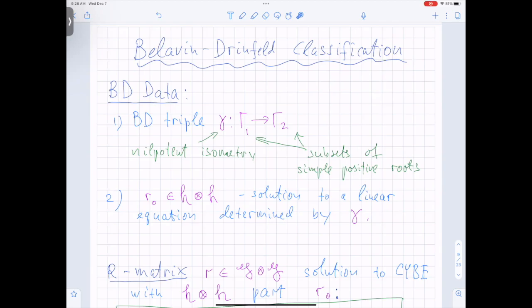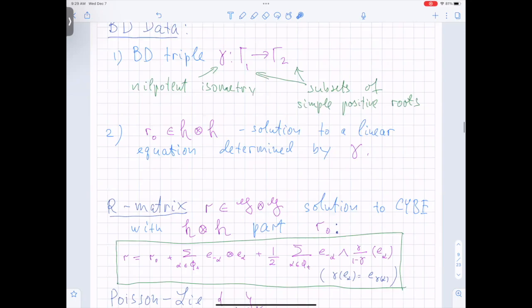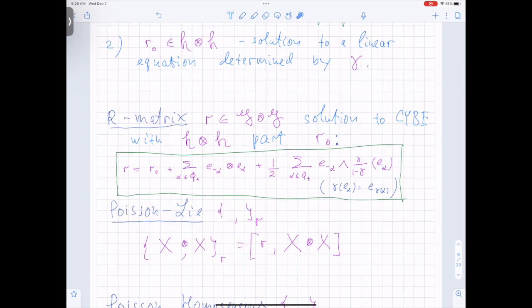And then there is a continuous data, which is an element of the tensor product of the Cartan subalgebra with itself, which is a solution to some linear equation determined by this gamma, which I don't want to write. So there is some flexibility. All right, and from this data, so that was the Belavin-Drinfeld classification, they were classifying so-called quasi-triangular R-matrices. So from this data, you can build an R-matrix. I'll just flash a formula for that. So that's an R-matrix. It's an element of the tensor product of g with itself. This part is the so-called standard R-matrix. And then there is some deformation, which is governed by this map gamma, which I now apply to root vectors rather than roots. So, well, here's how you can extend.